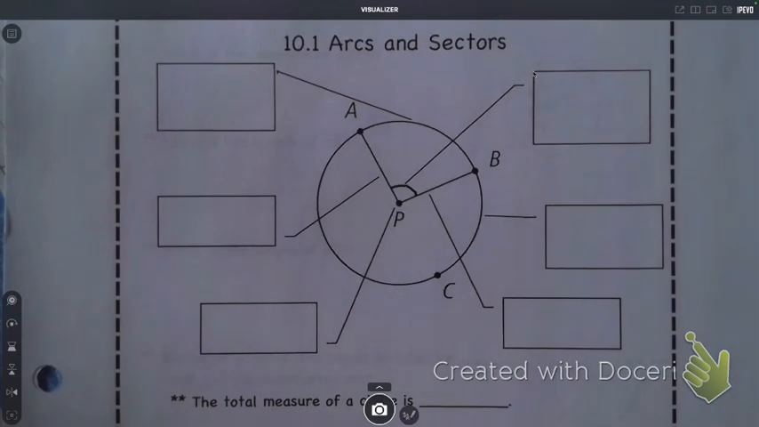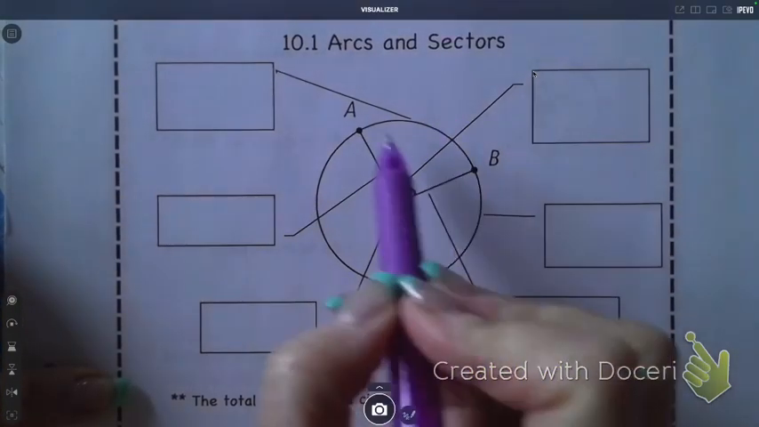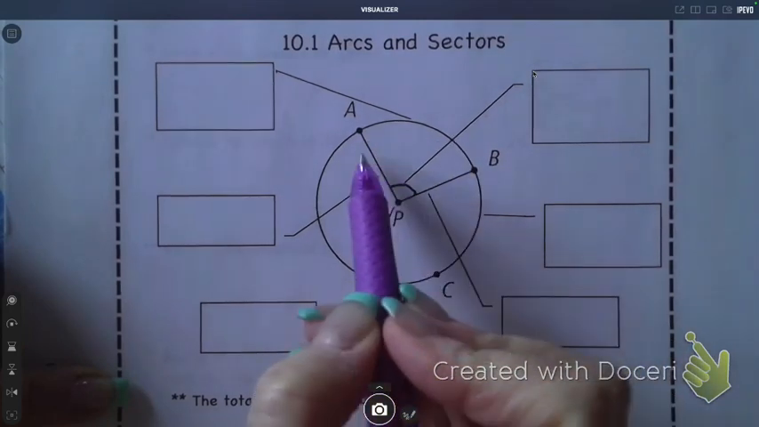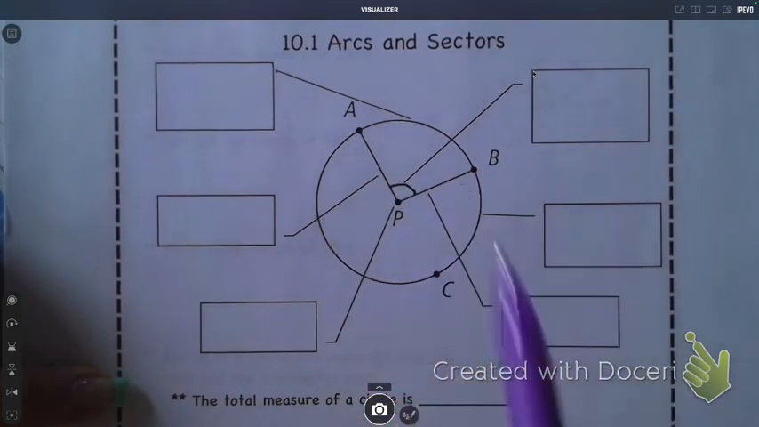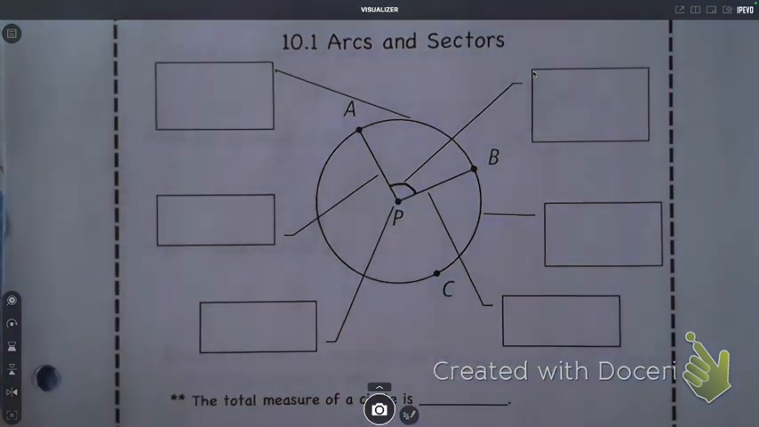A sector is a portion of a circle. So, what in your world is a sector? A piece of pizza could be a sector. This could be a piece of pizza, because this in here is a sector. But guess what? This whole thing is also a sector, because it's part of the circle. A piece of pie would be a sector, but not the pie itself, because the pie itself would be a circle, correct?